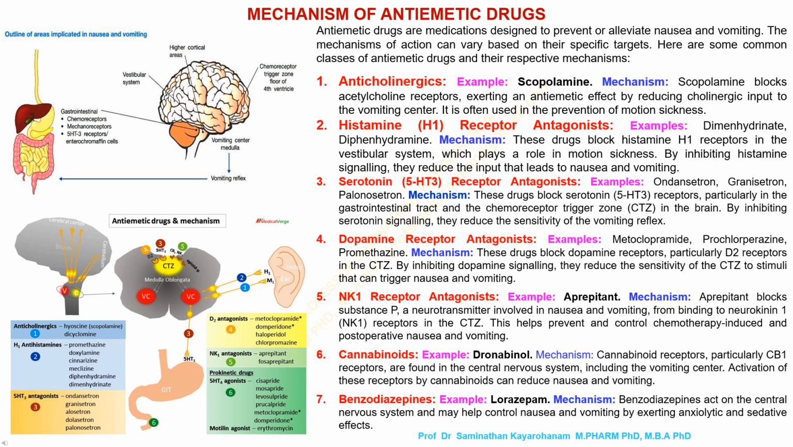6. Cannabinoids. Example, dronabinol. Mechanism: cannabinoid receptors, particularly CB1 receptors, are found in the central nervous system, including the vomiting center. Activation of these receptors by cannabinoids can reduce nausea and vomiting.